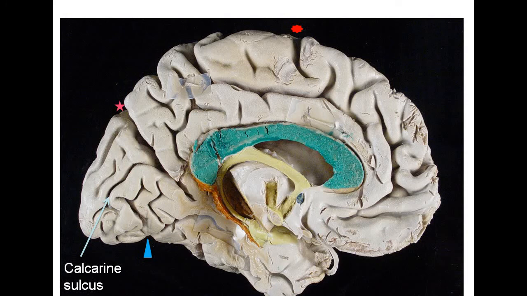Now we'll go to the medial aspect. One important sulcus that can be seen on the medial aspect is the calcarine sulcus. What is this? Calcarine sulcus. Then this is the cingulate sulcus. What is this? Cingulate sulcus.